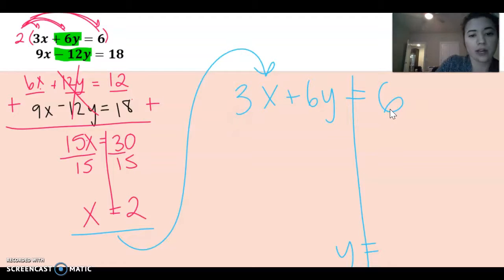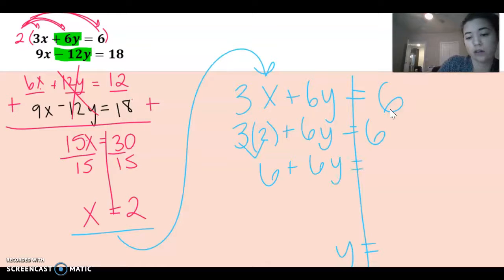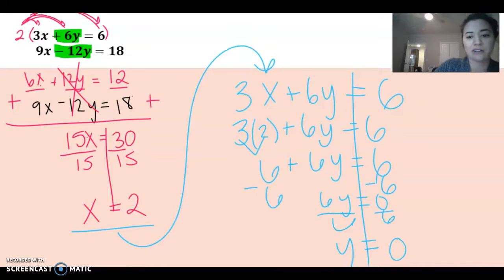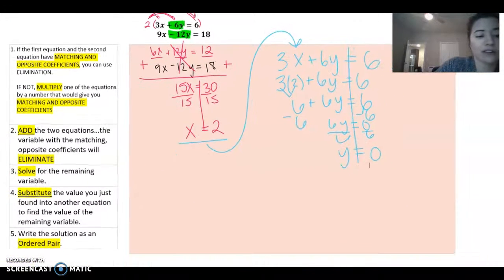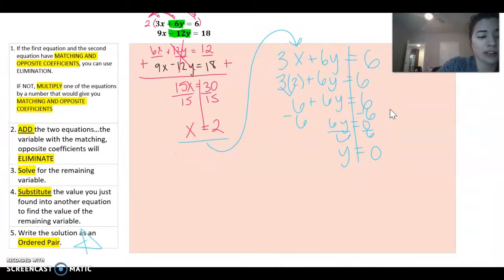Alright, so we get 3 times that 2 plus 6y equals 6. Multiplication comes first. This is a lot of 6s. We're going to subtract 6 on both sides, and we get 6y equals 0. And then we divide by 6, and y equals 0. And then again, the very last step, please do not forget this. Write that answer as an ordered pair. So x and then y.